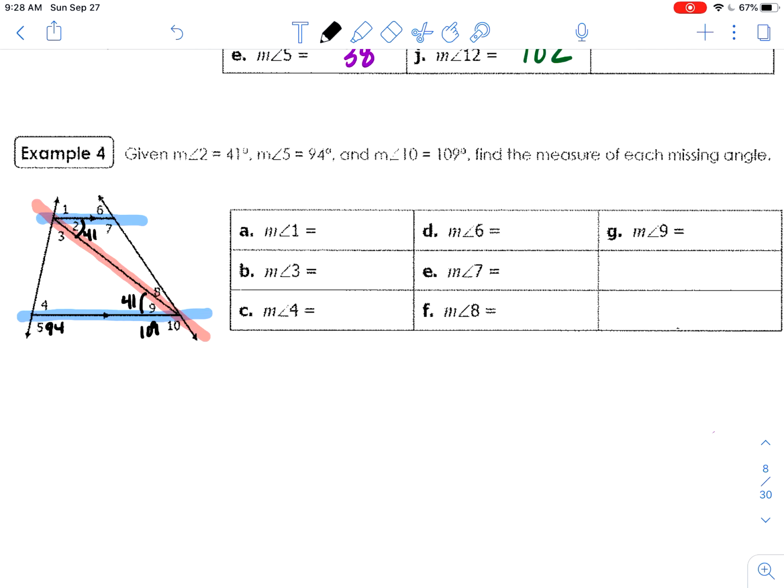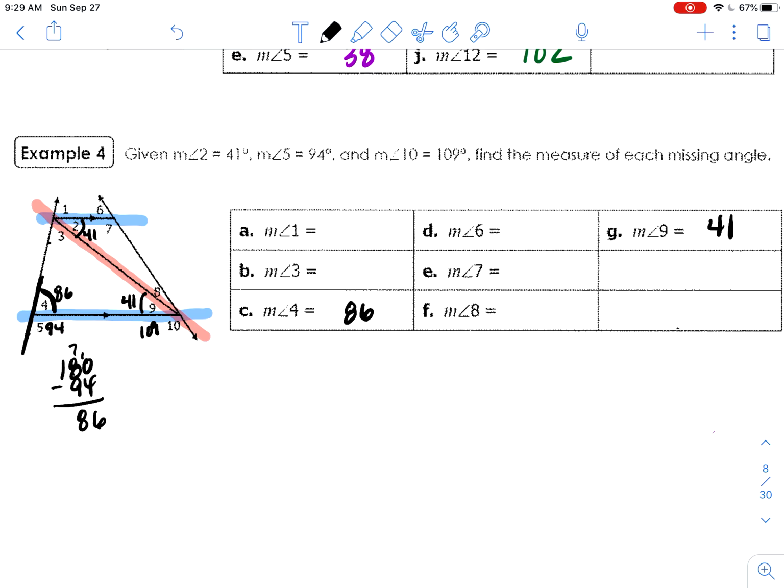Okay, so let's see what else we can figure out. So I've got angle 9 is 41. Let's find the supplement of angle 5, because see, these two, 5 and 4, are on a straight line. So 180 minus 94, do a little arithmetic. Let's see, how about 86? 86 and 94 are supplementary.